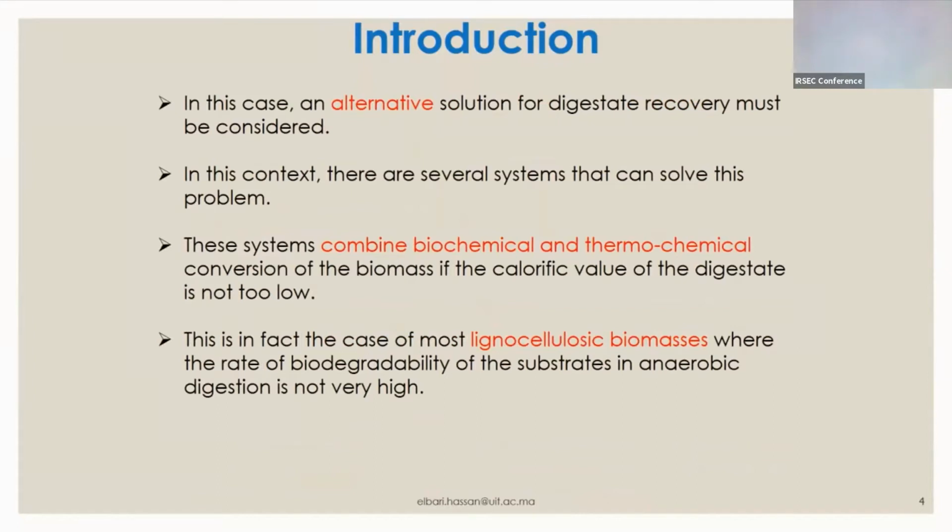In this context, there are several systems that can solve this problem. These systems combine biochemical and thermochemical conversion of the biomass, and the calorific value of the digestate is not too low. This is in fact the case of most lignocellulosic biomasses, where the rate of biodegradability of the substrates in anaerobic digestion is not very high.